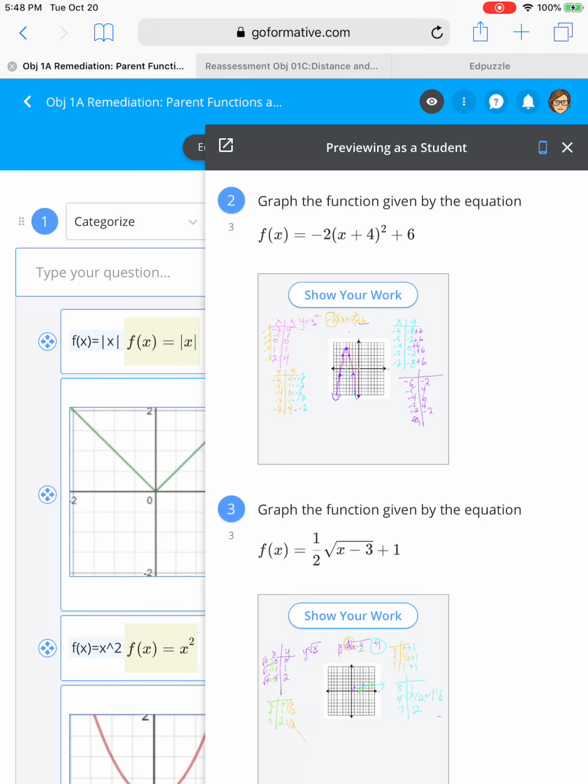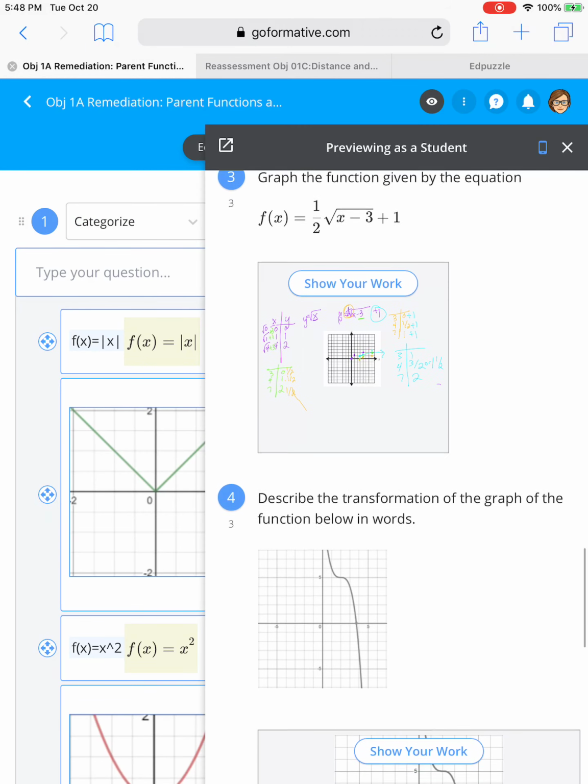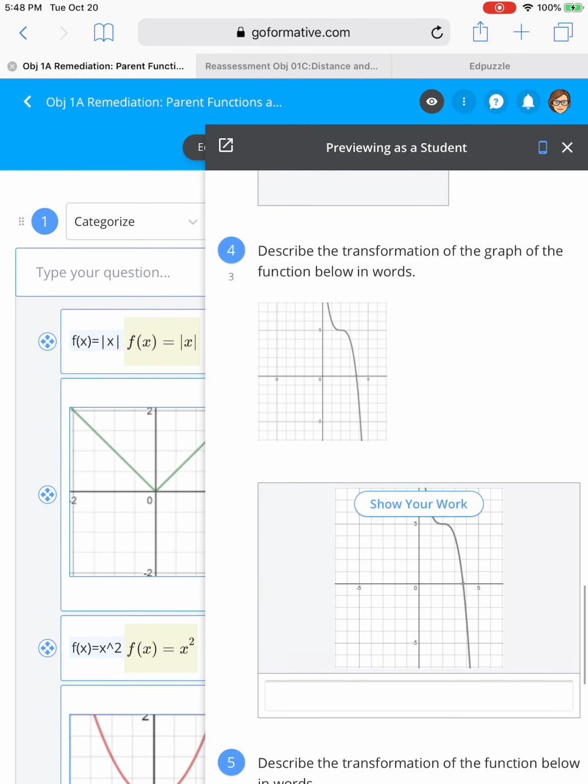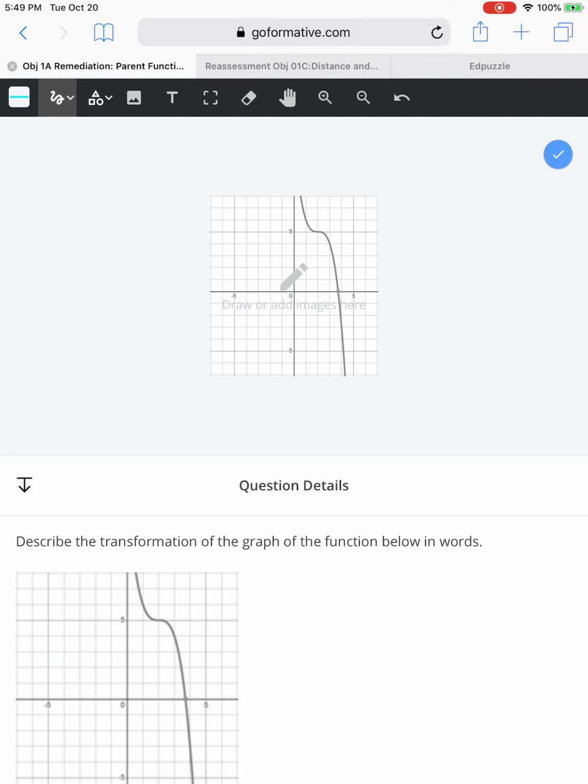So I know that those are kind of a pain, but describe the transformation in words of the graph of the function below. My original function looks like this. So little things that I notice from my original function, I know that there's going to be a reflection over the x-axis.